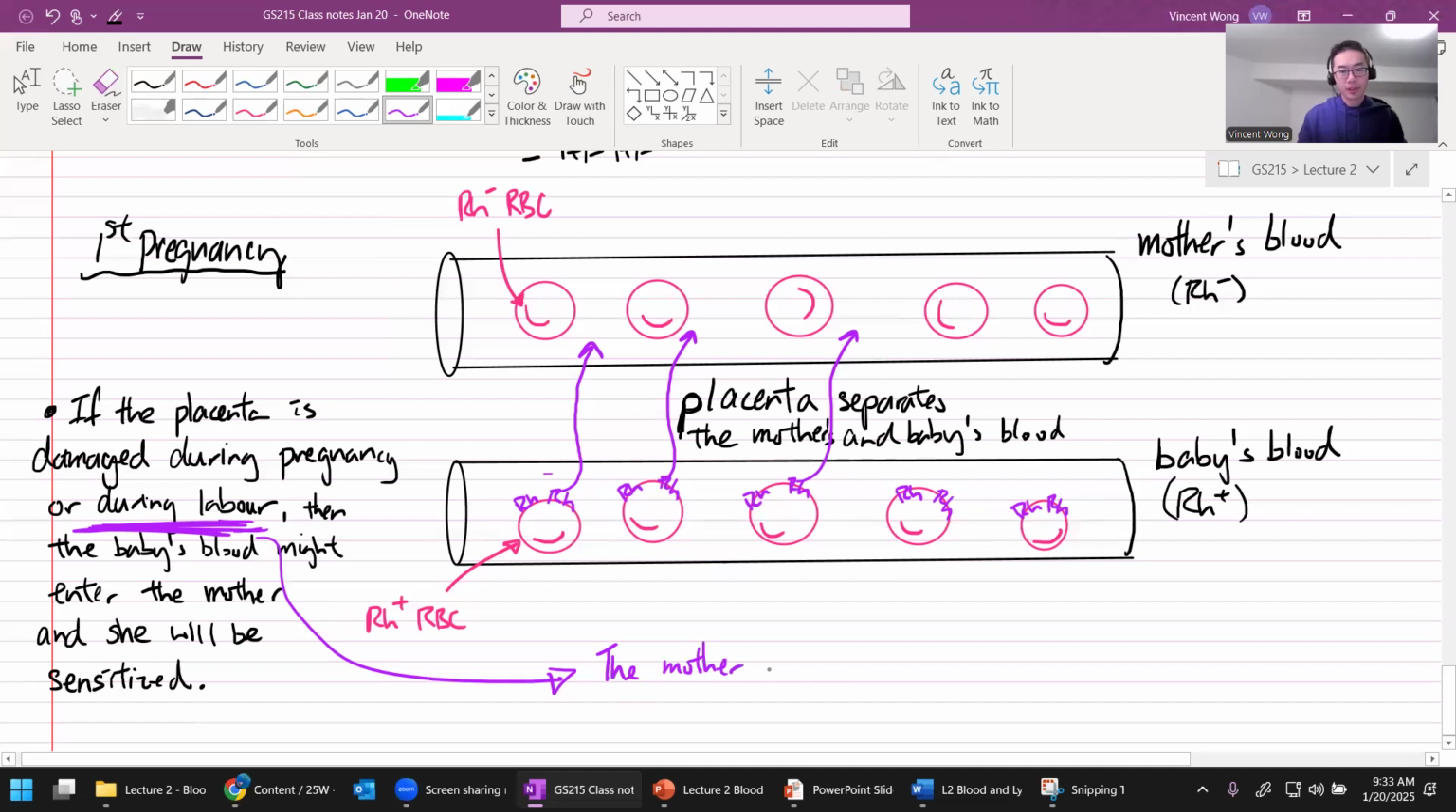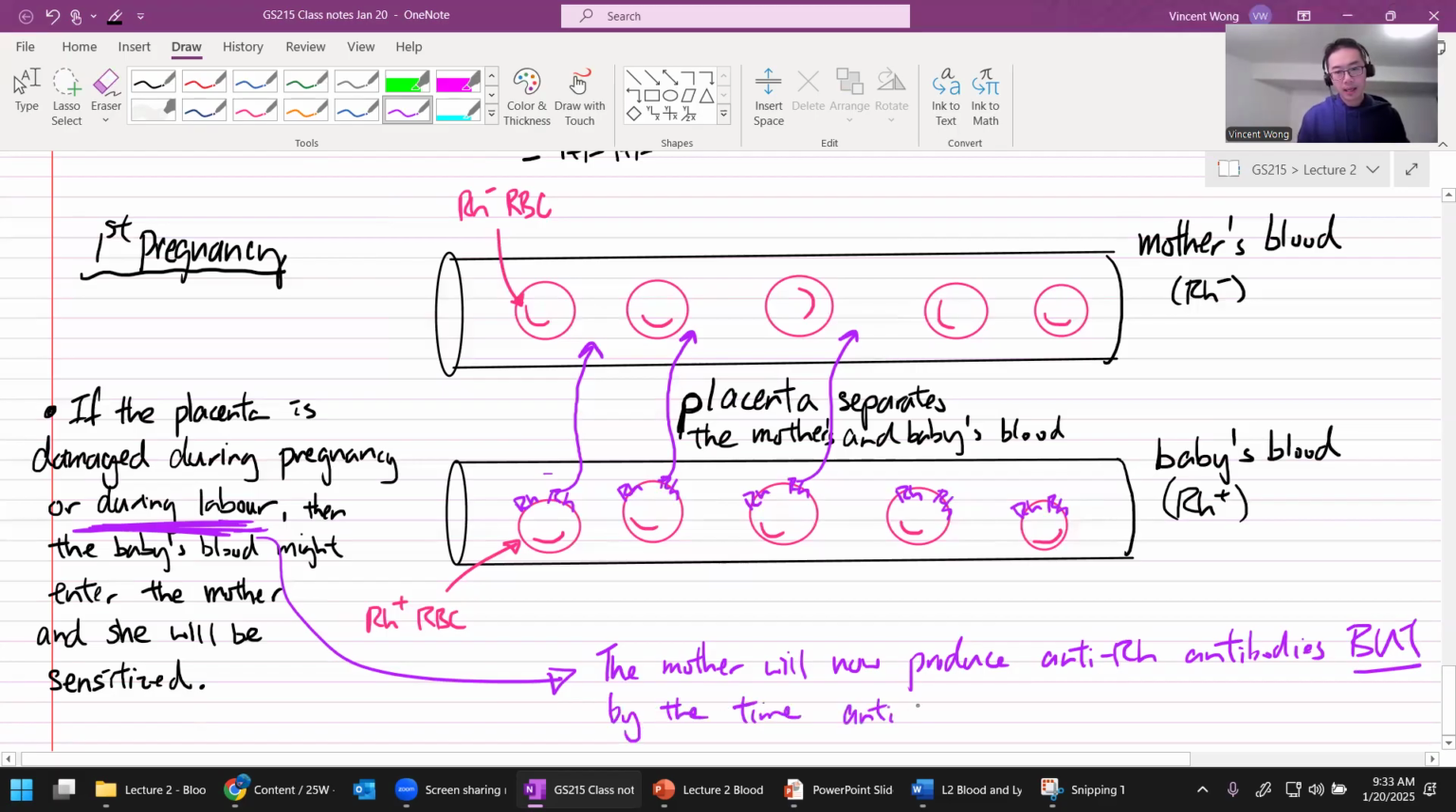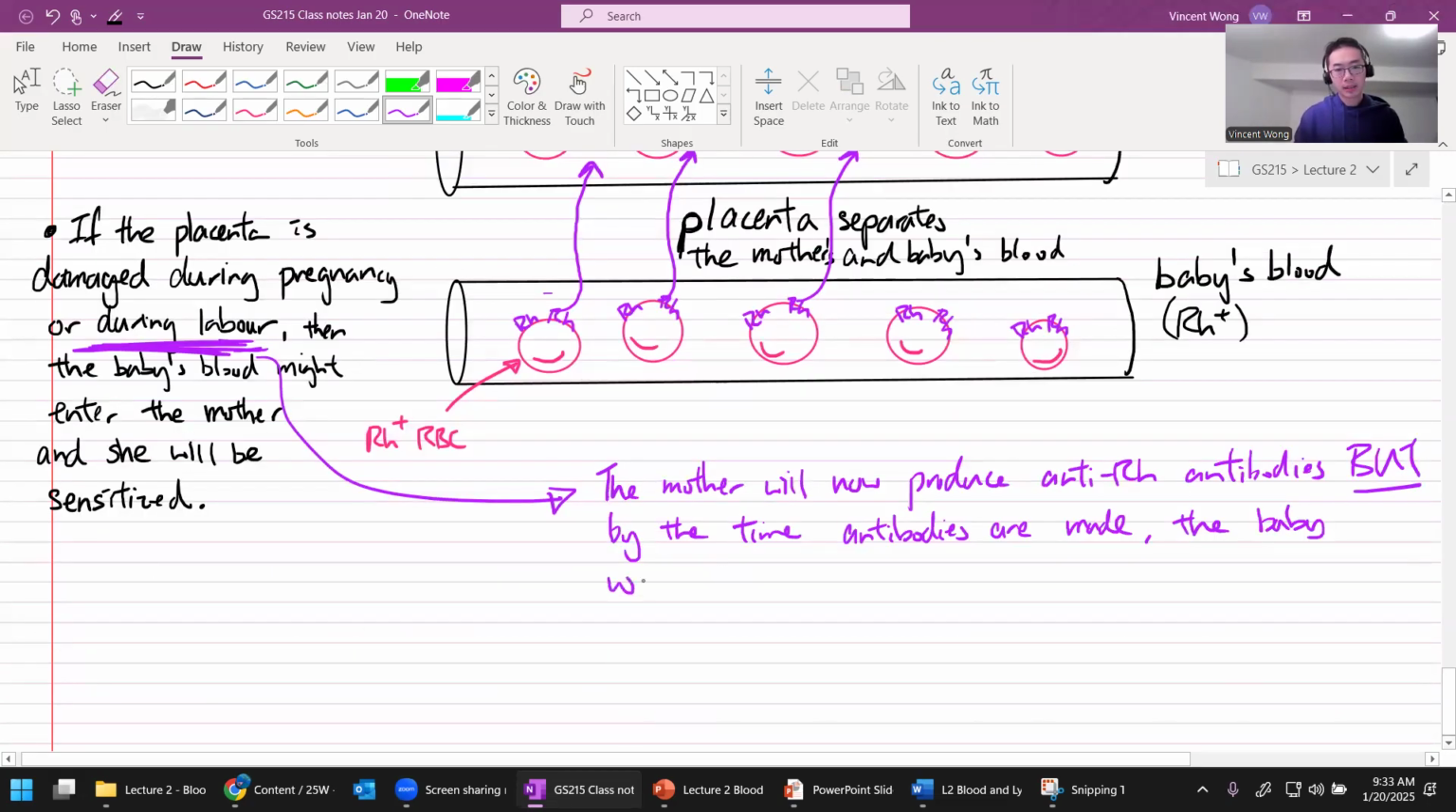The mother will now produce Rh antibodies. But by the time antibodies are made, the baby, where's the baby? Would be delivered already.